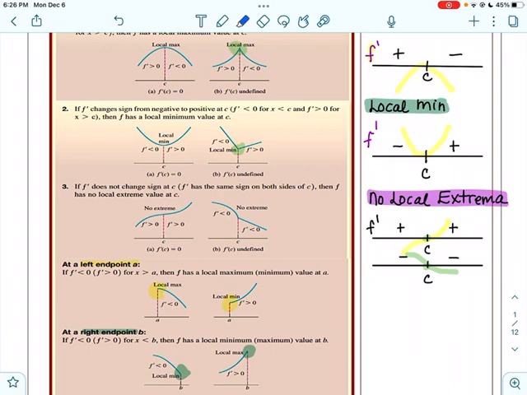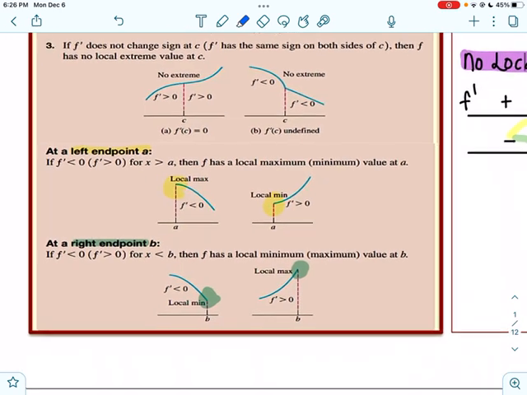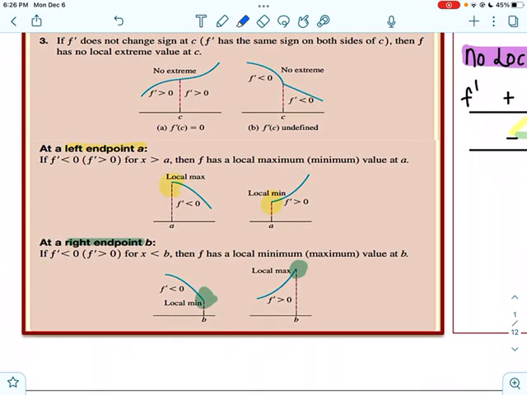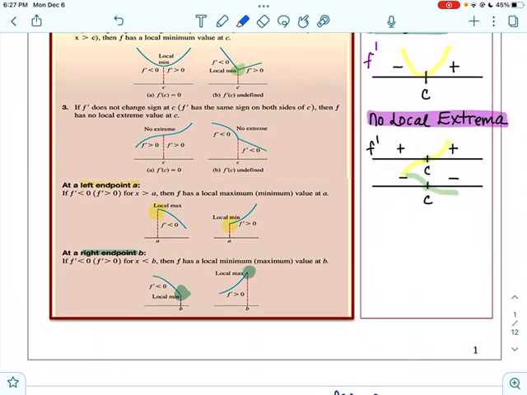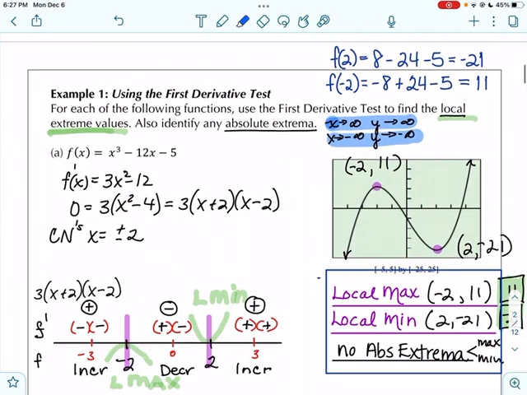And then if f prime goes from positive to positive or negative to negative at c, then we have no local extrema. Then we also discussed how at a left endpoint or a right endpoint, we may have a local max or a local min in that neighborhood. And those two are, though highly contested at one point, we've come to accept in the world of mathematics that they are considered local or relative max or mins.